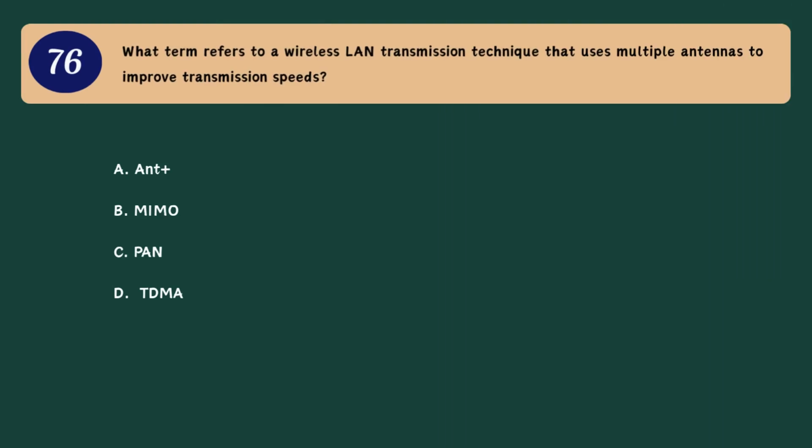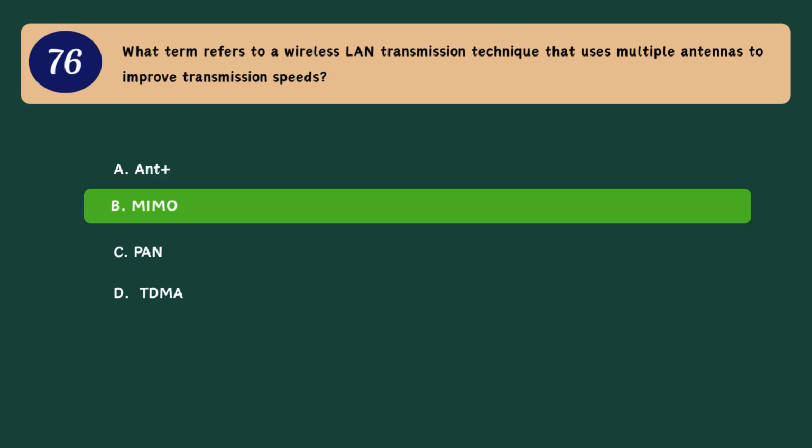Question 76. What term refers to a wireless LAN transmission technique that uses multiple antennas to improve transmission speeds? A. ANT plus. B. MIMO. C. PAN. D. TDMA. Correct answer. B. MIMO.